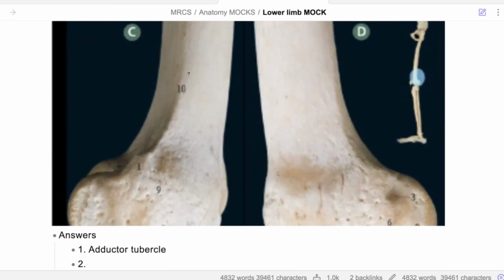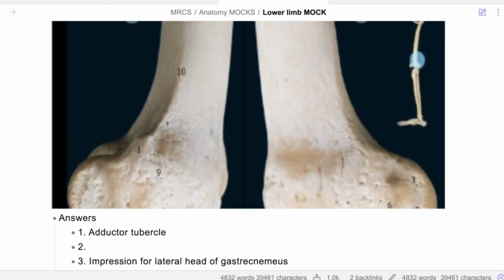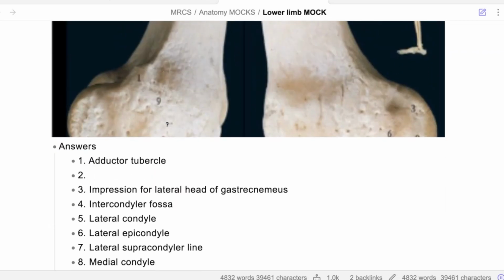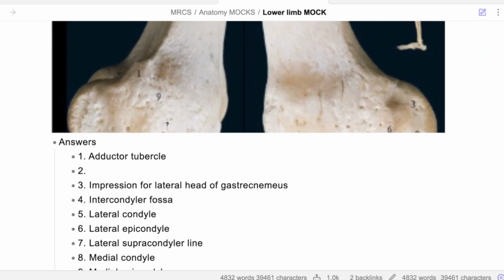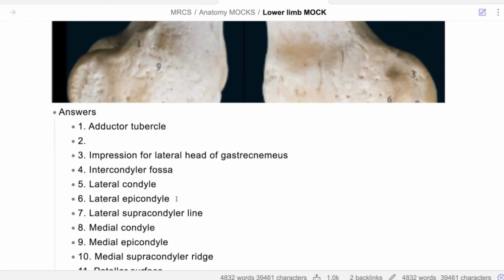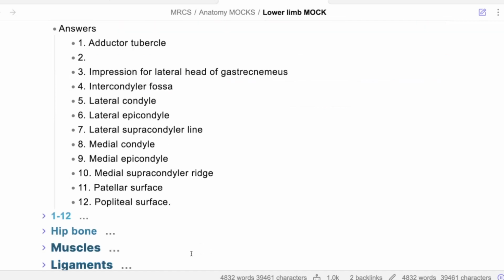What about 10? You're on the medial supracondylar ridge, I believe, or something like that. Yeah, medial supracondylar ridge. Okay.